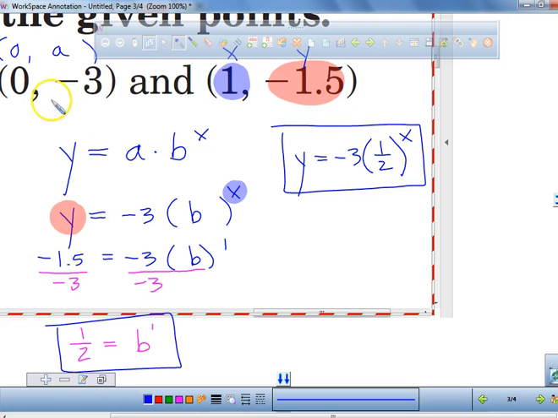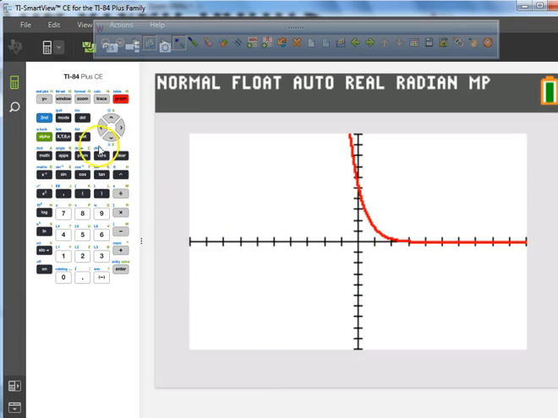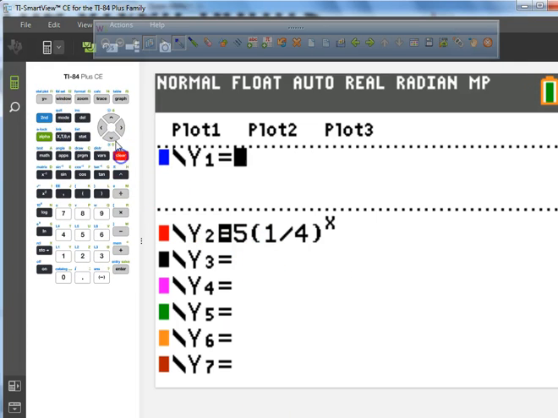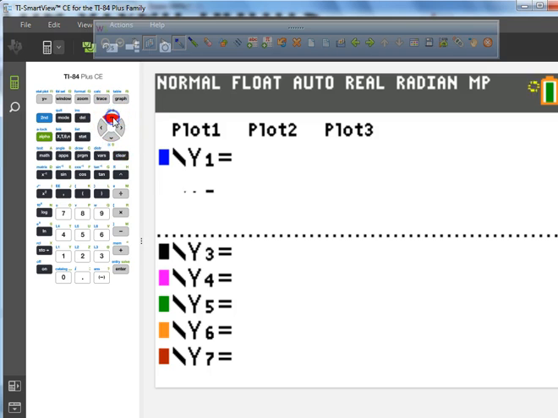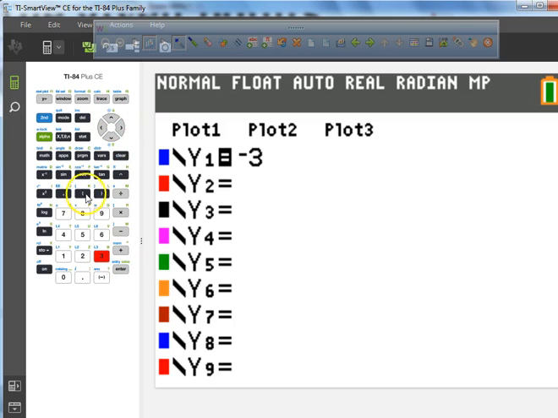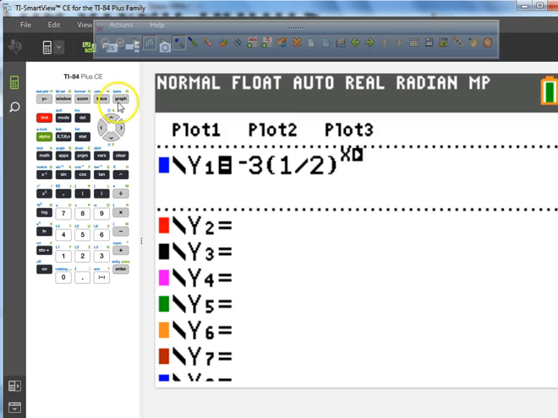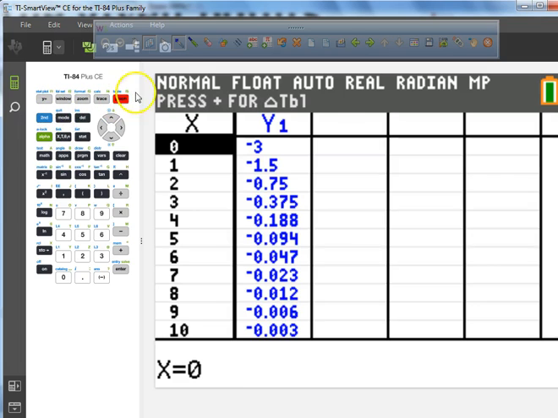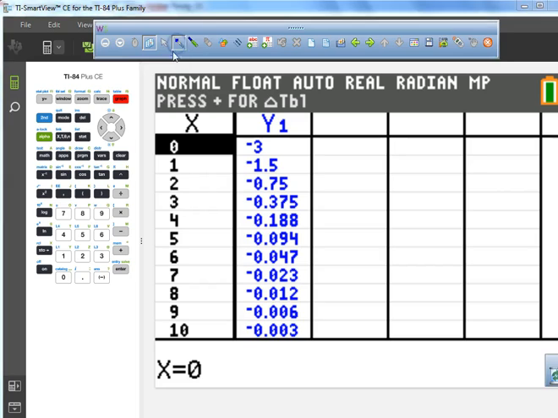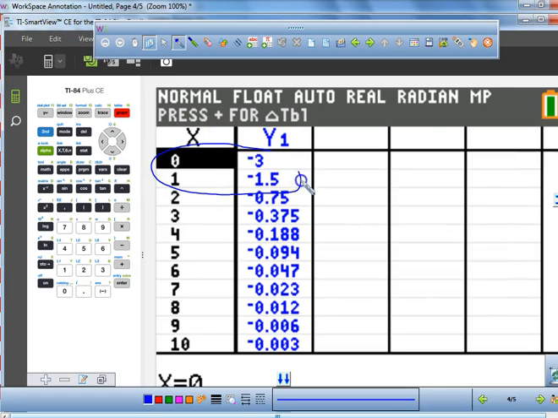Now, what I'm going to do is show you that it goes through (0, -3) and (1, -1.5). So I'm going to go to my graphing calculator, hit y equals. I'm going to clear that out. I'm going to type in -3, open parentheses, 1 divided by 2, close parentheses, raise that to the power of x, check my table, and what should I see in my table? And there they are, right there. If you see them, you know you did it correctly. And that one was an easy one.